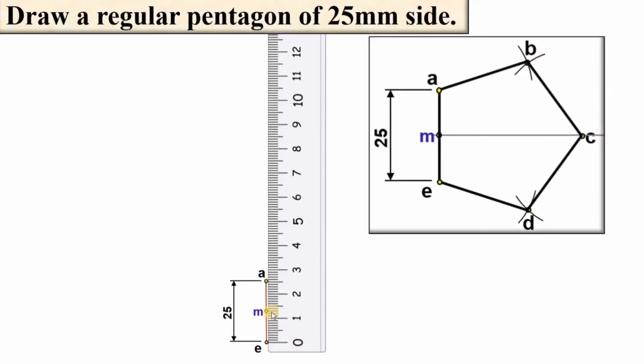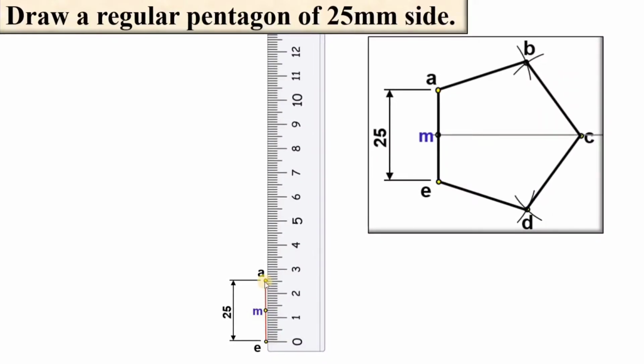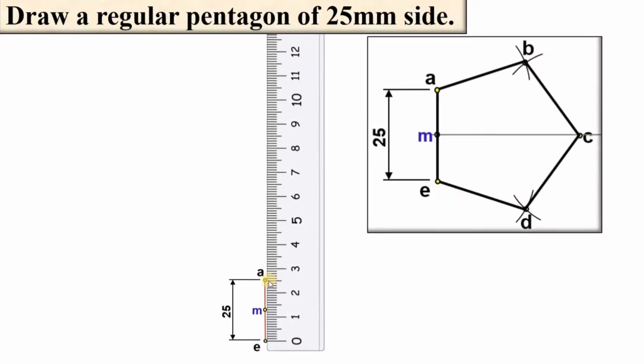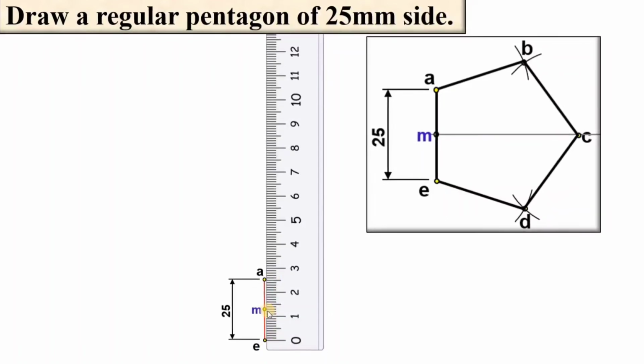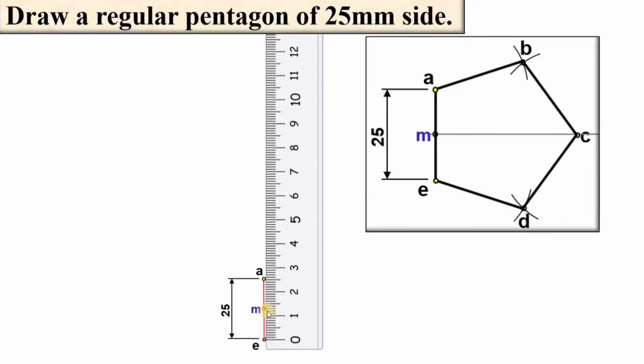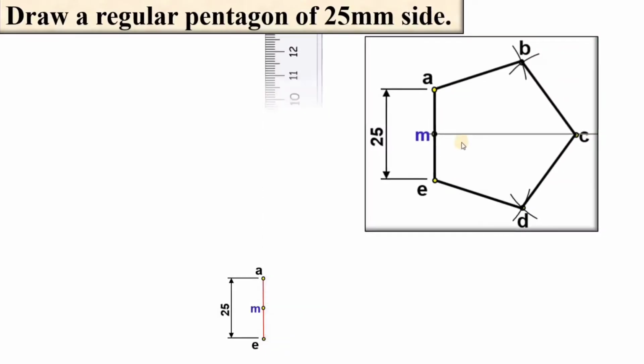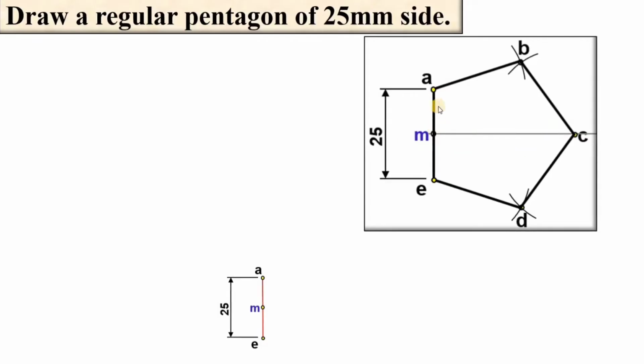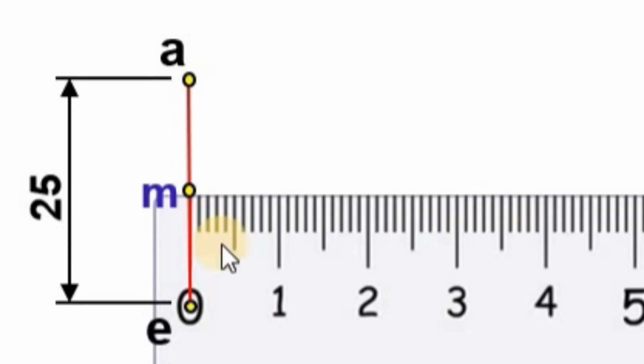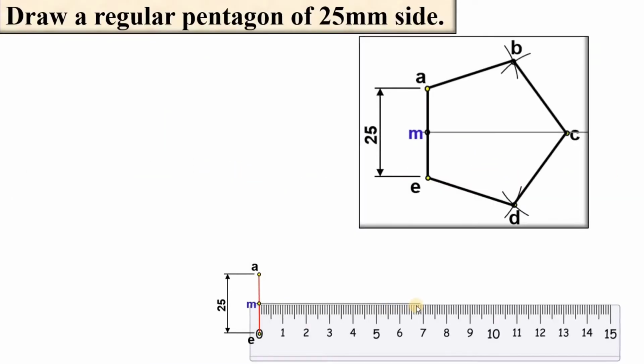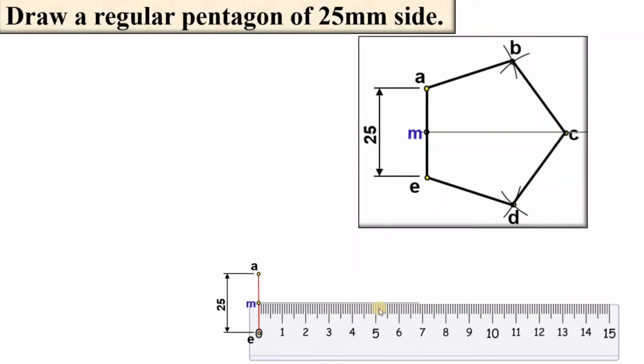Now mark the midpoint and give the name M. M is for the midpoint. Here you can see 25, so the midpoint is at 12.5 mm. Now draw a line exactly perpendicular to AE. With the help of the scale you can draw the line by matching this long line, so automatically it will be your perpendicular line. You can take the length randomly.